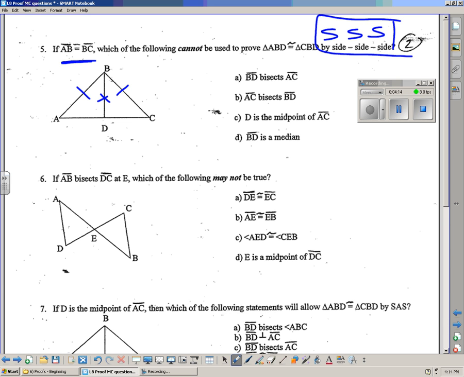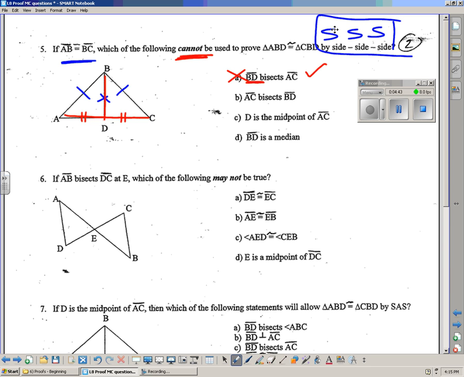We get the reflexive property for free, and this is what we want. In order to do side, side, side, we would need AD marked off with DC. So if we take a look at choice 1, BD bisects AC, that would give us the markings that we need for side, side, side. But the question says cannot be used to prove. So that would not be the answer. That actually gives us side, side, side.